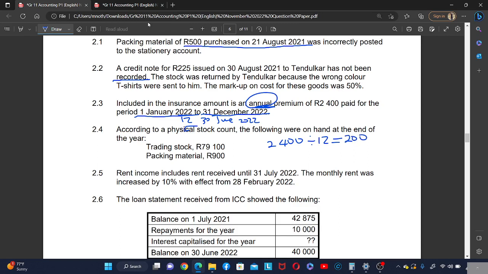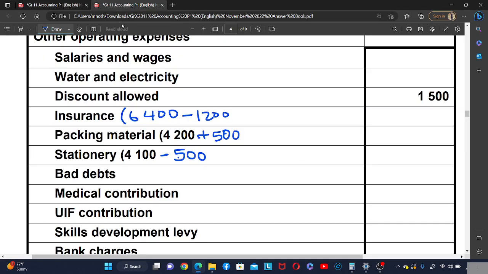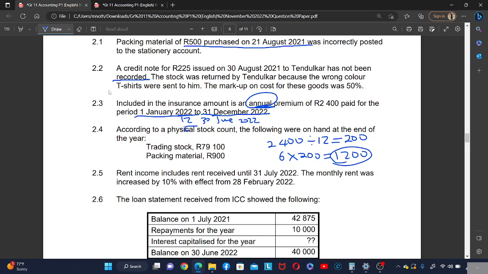Right? Then you know that we have 6 months that are prepaid from 1 July 2022 to 31 December 2022. So that is a prepaid expense. So 6 times 200, that is 1,200. So which is a prepaid expense that you must separate here in the insurance, because it does not belong in our financial year. So let's continue.